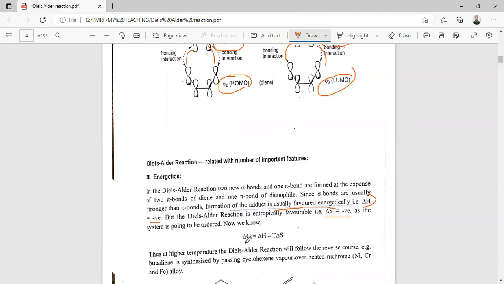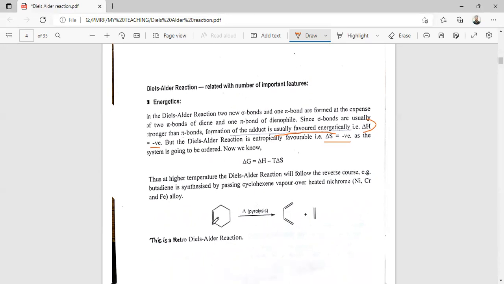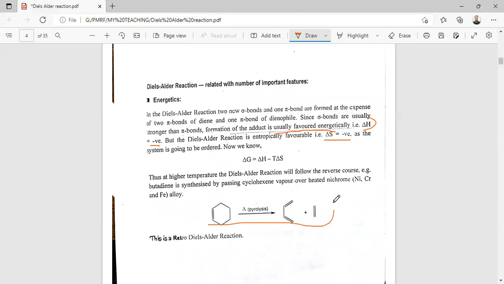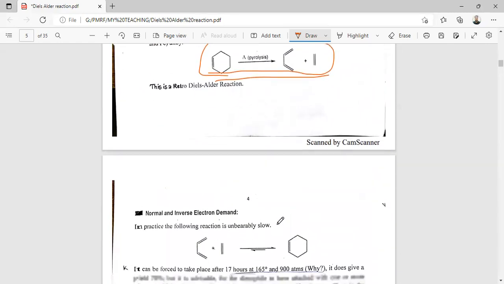Now you know that delta S is negative, so delta G equals delta H minus T delta S. At higher temperature, the Diels-Alder reaction will follow the reverse course. That is a butadiene synthesis by passing cyclohexene vapor over heated nichrome alloy. This is called a retro Diels-Alder reaction. Here delta S is positive, so at higher temperature the retro Diels-Alder reaction will proceed. This is an example of the retro Diels-Alder reaction.